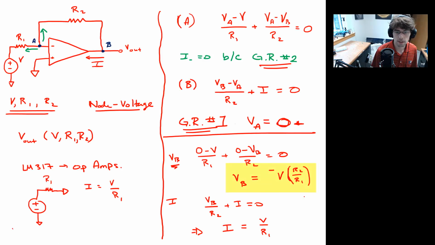Okay, so I have two comments now that we've gone through that example circuit, and incidentally, that's called the inverting amplifier. Inverting because the output is negative of the input, and amplifier because the strength of the signal, the magnitude, has increased or decreased depending on your choices of R1 and R2. Now there are two points I would like to make. Number one, VB is equal to negative V times R2 over R1.